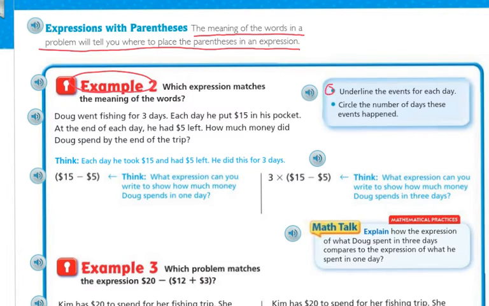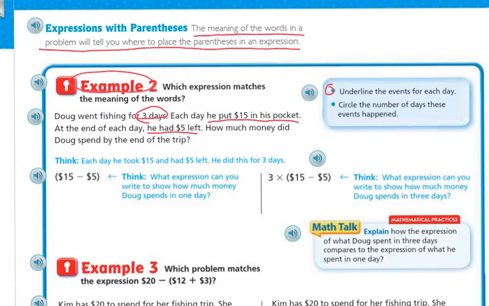Over here it asks us to underline the events for each day. Well, in the first day, each day, he put $15 in his pocket. The next one, and then he had $5 left. So something in that day had him spending part of that money. The next one says to circle the number of days that these events happen. Well, if I come over here, it said 3 days. So for 3 days he did this.